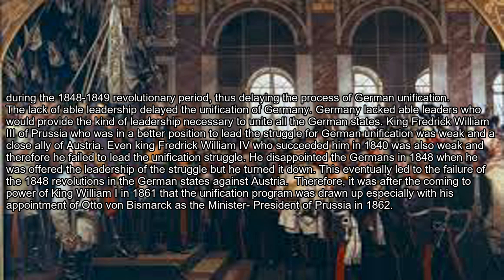Even King Frederick William IV, who succeeded him in 1842, was also weak, and therefore he failed to lead the unification struggle. He disappointed the Germans in 1848 when he was offered the leadership of the struggle, but he turned it down. This eventually led to the failure of the 1848 revolutions in the German states against Austria. Therefore, it was after the coming to power of King William in 1861 that the unification program was drawn up, especially with his appointment of Otto von Bismarck as the Minister-President of Prussia in 1862.